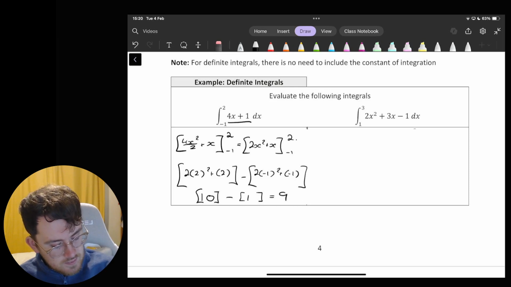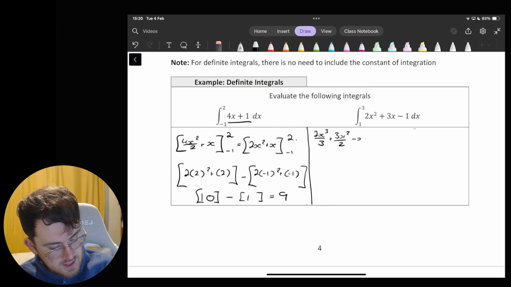We can look at the same thing for this next function here. Again, same as before, we'll calculate the integral first. So 3x squared over 2 minus x, to be evaluated at 1 and 3.